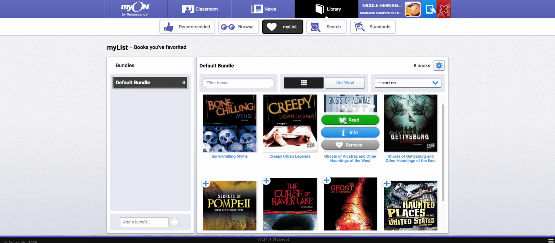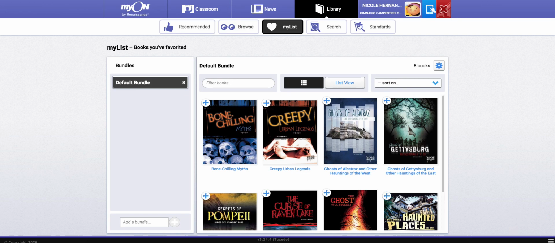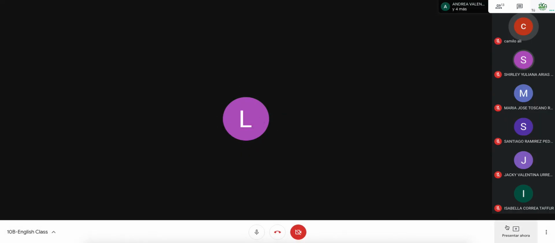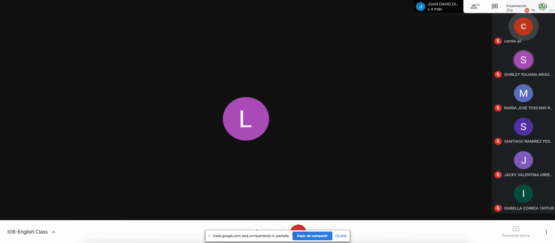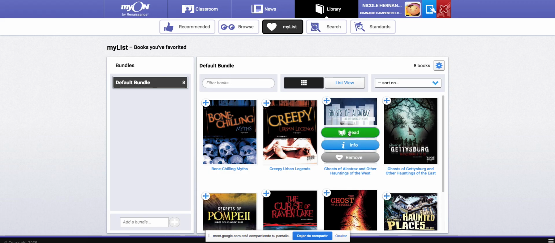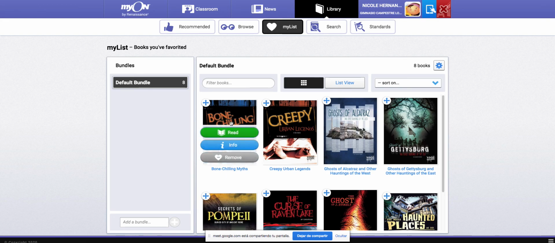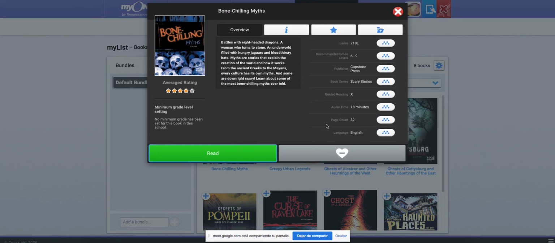Okay, so now that we have decided the first one, we are going to decide the second one. Ready, guys? So let's check again. Now, here you have Bone Chilling, that is about myths. So this first book is about urban myths. We are going to check the info. This is just 32 pages. That's the reason why it's super short.